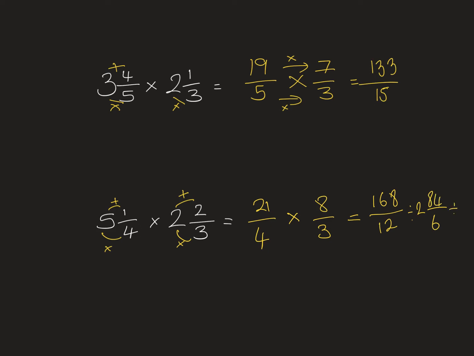We can divide by 2 again. So 84, we'll start down here. 84 divided by 2 is 42 over 3. And then 42, we can divide both of those by 3. 42 divided by 3 would actually go in 14. So that would be 14 over 1, which is the same as 14. So that there is 14 whole. It's no longer a fraction.